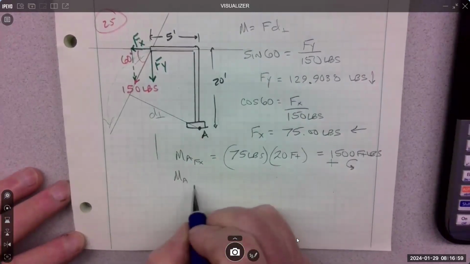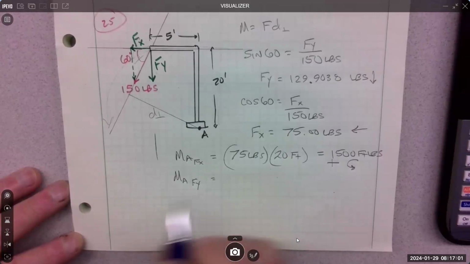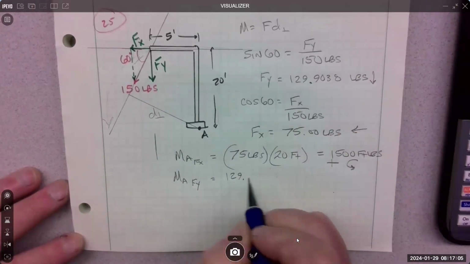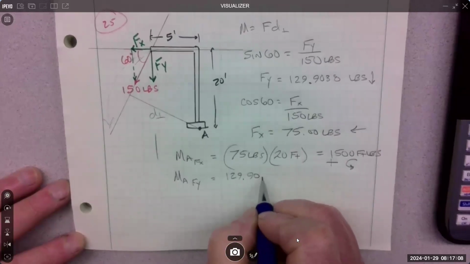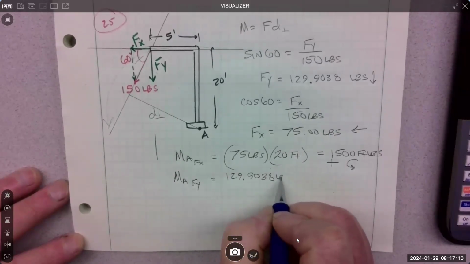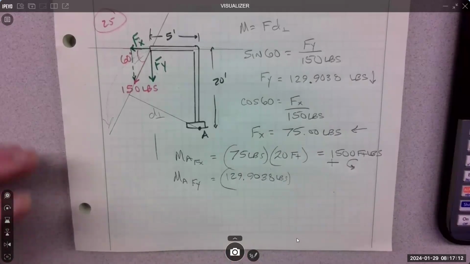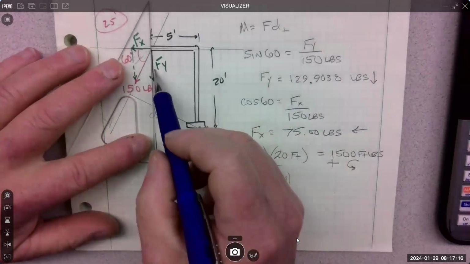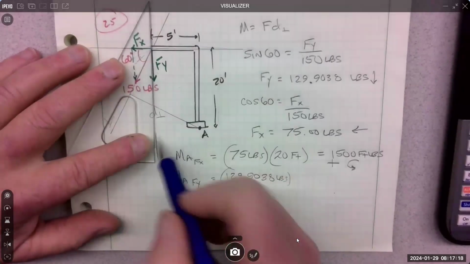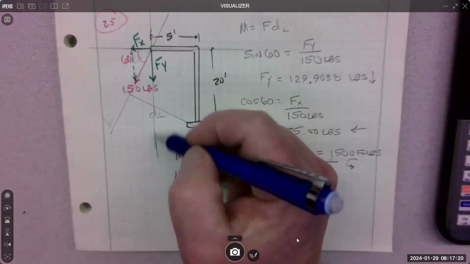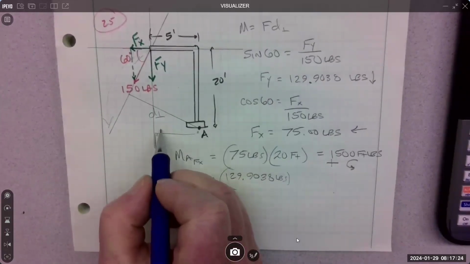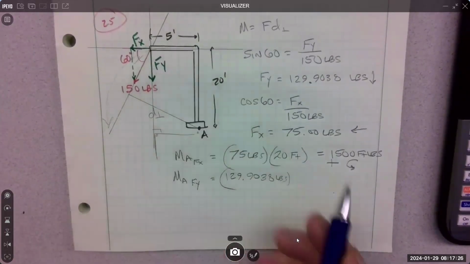Moment at A of the Fy force is going to be the 129.9038 pounds. That's this one, right? The vertical one. So if I think about its line of action right here, and the perpendicular distance is right here. Making 90 degrees, that's 5 feet.